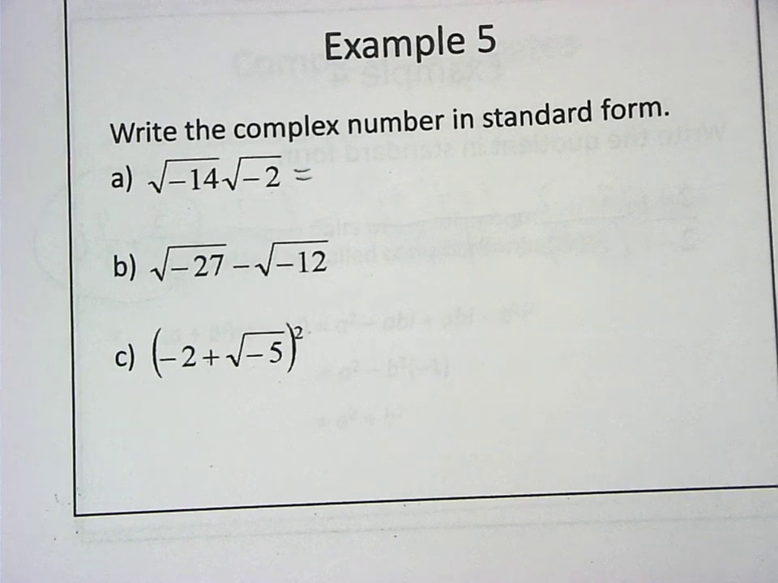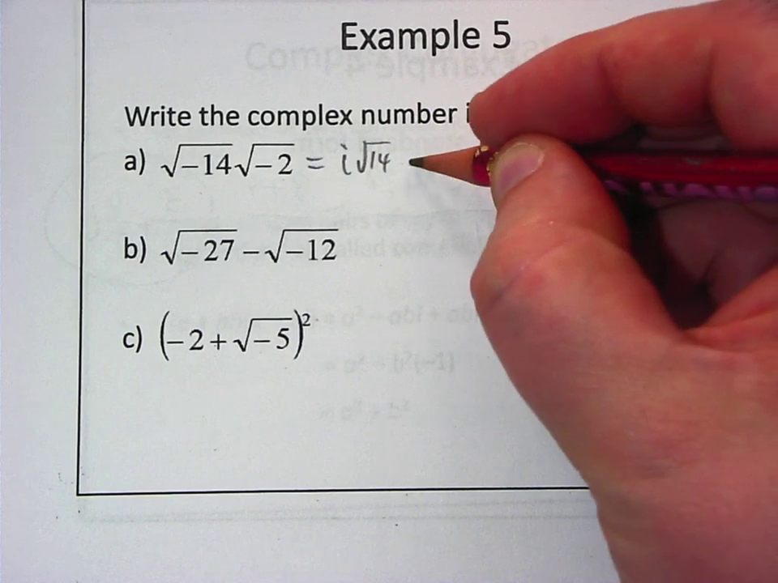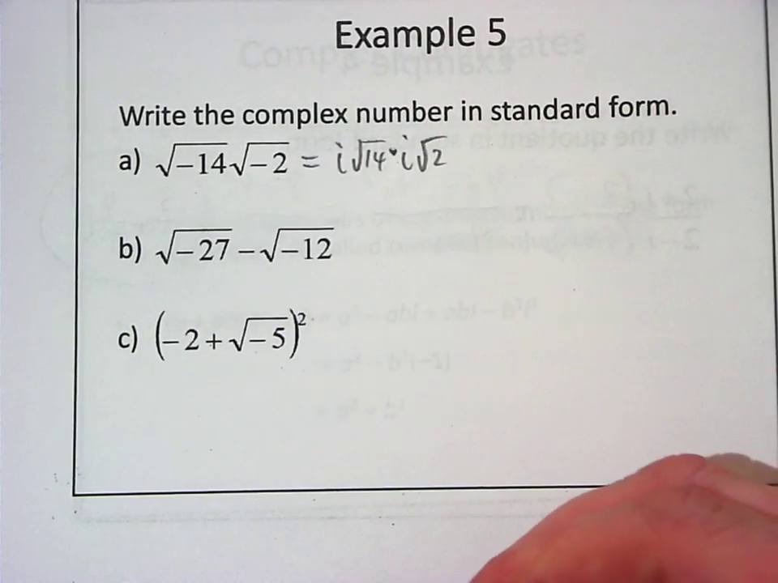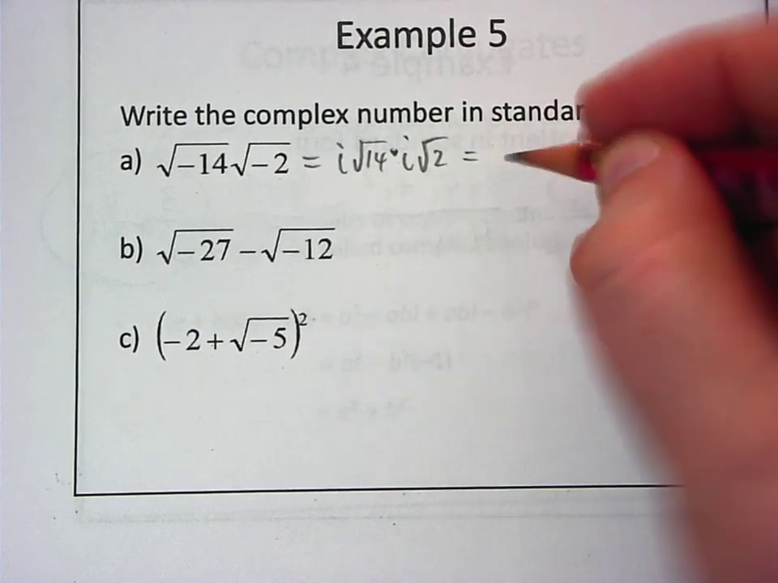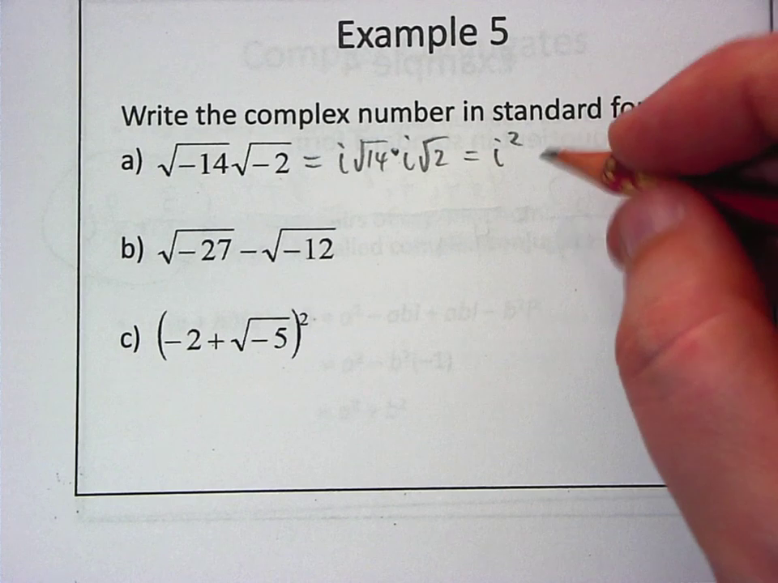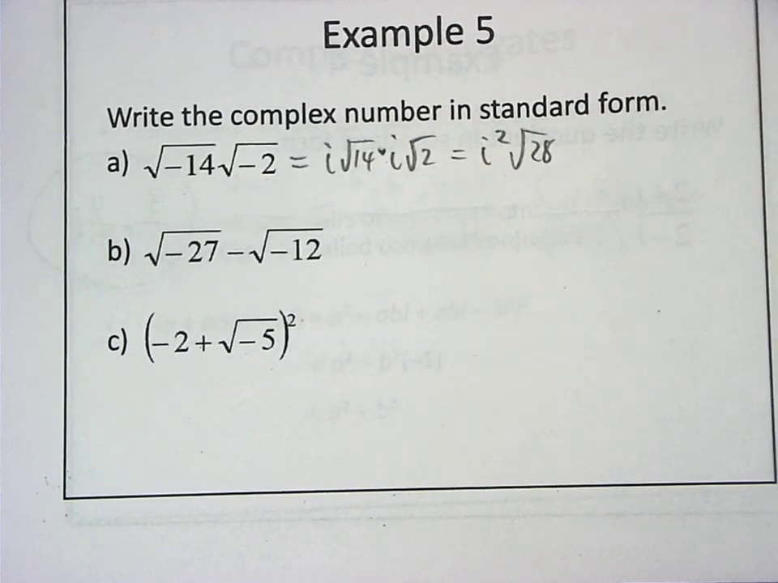Okay, now the nice thing here is both of them have an i value, so all I end up with is i root 14 times i root 2. Well, what's i times i going to give me? i squared. What's the square root of 14 times the square root of 2 going to give me? Square root of 28. You just multiply together what's under the radicals.